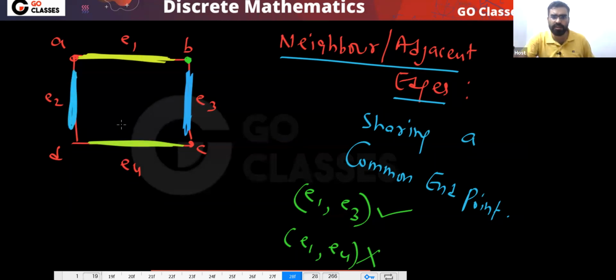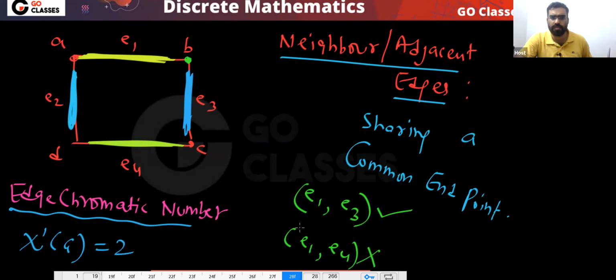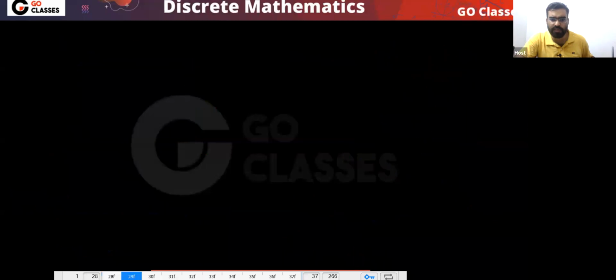Minimum how many colors do you need? Tell me the minimum number of colors you need. This is your edge chromatic number. What is edge chromatic number? Remember, edge chromatic number is the minimum number of colors. It is represented like this: zeta dash. So zeta dash is 2 for this graph. So this is the idea of edge chromatic number.